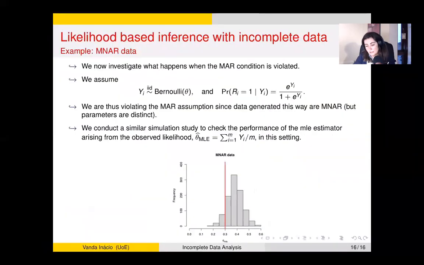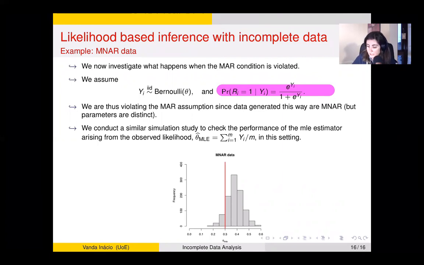But now let's do another exercise. For this same data, I already have 1000 data sets, correct? I have simulated the y's from a Bernoulli with parameter 0.3, but now my missing data mechanism is missing not at random, because I have considered this model and it depends on the y's, and the y's have missing values. So the missing data mechanism is missing not at random. And now I'm using the likelihood of the observed data. That's the only thing that I'm using.